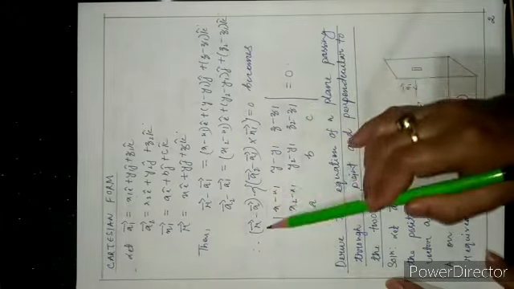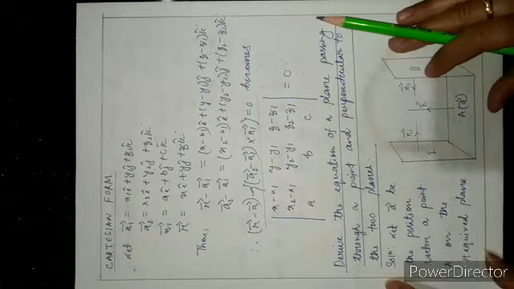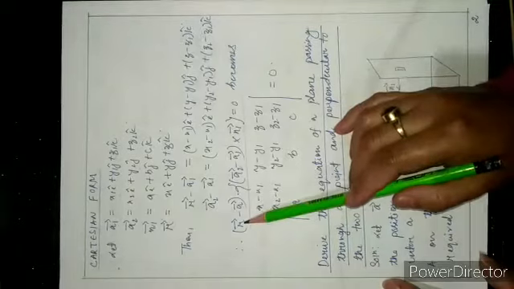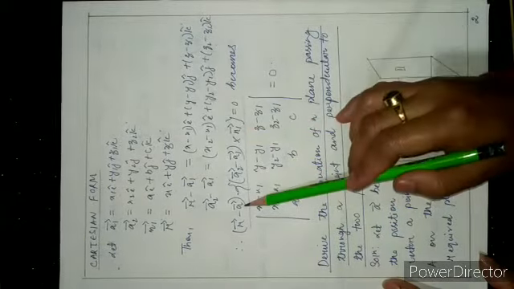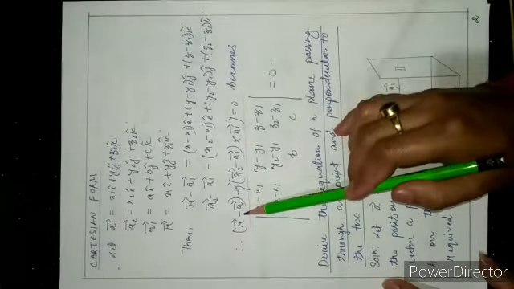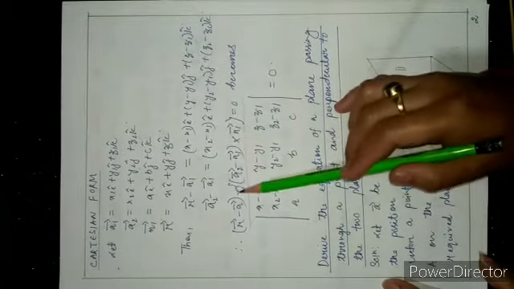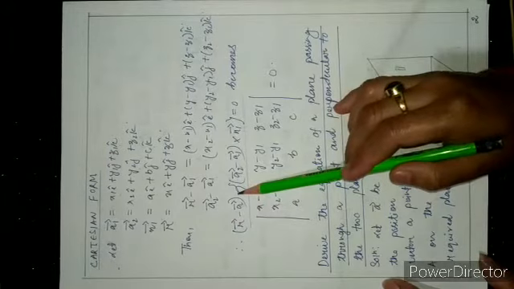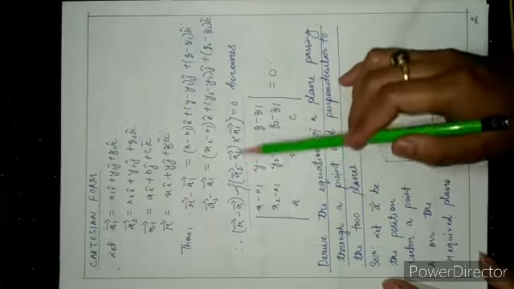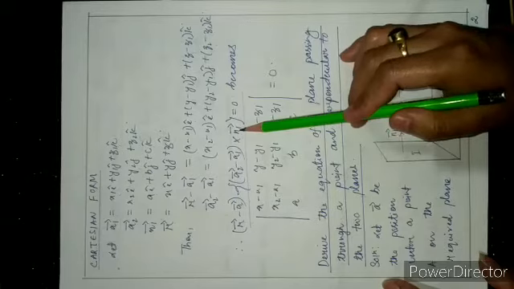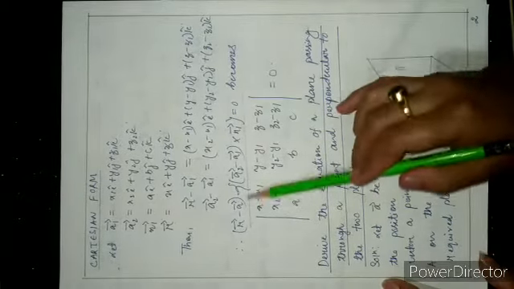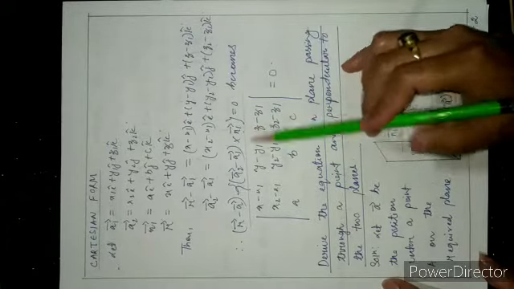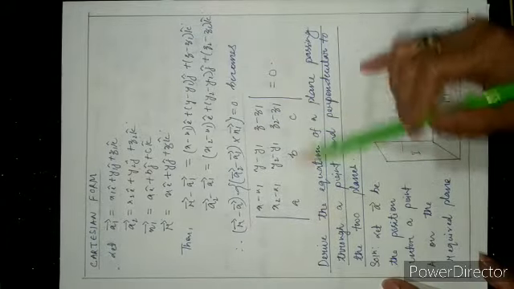equals to 0 becomes a scalar triple product type. This equation is r vector minus a1, a2 vector minus a1, and n1, a scalar triple product. The dot product of one vector and the cross product of any two vectors is called a scalar triple product, and it is 0. Scalar triple product of three vectors in terms of their components is equal to expansion of a determinant.